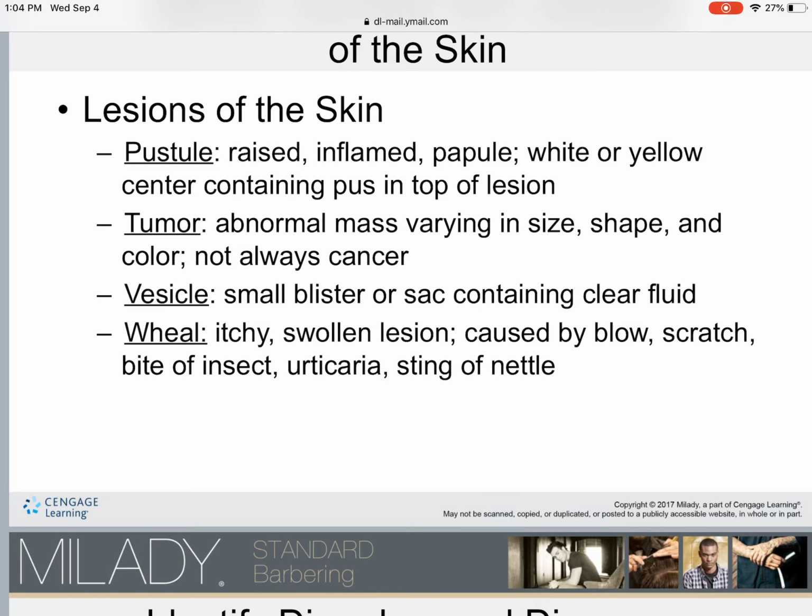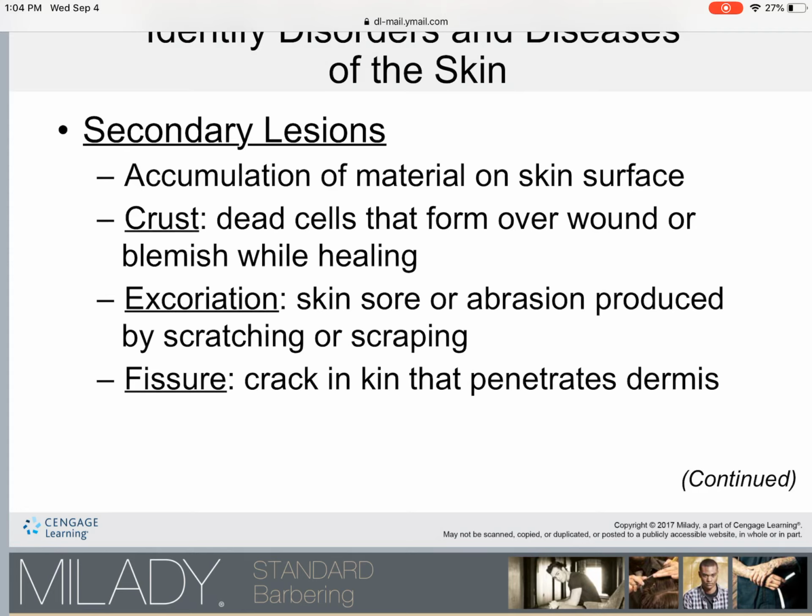Secondary lesions are an accumulation of material on the skin surface, such as a crust or scab, or depressions in the skin surface, such as an ulcer. Different types of secondary lesions are as follows. Crust, dead cells, like a scab or a sore. Excoriation, a skin sore or abrasion produced by scraping or scratching. That's nail cuticle damage from nail biting. A fissure, a crack in the skin that penetrates the dermis.